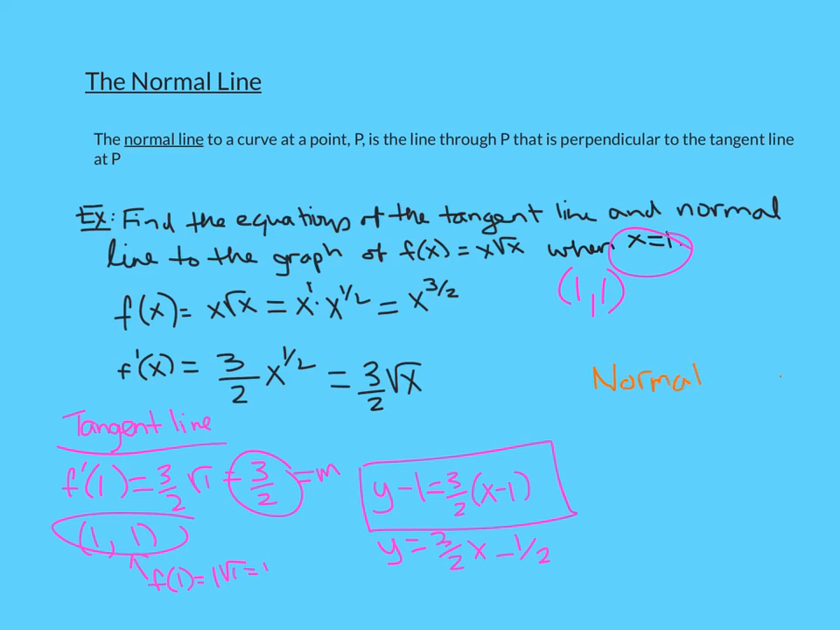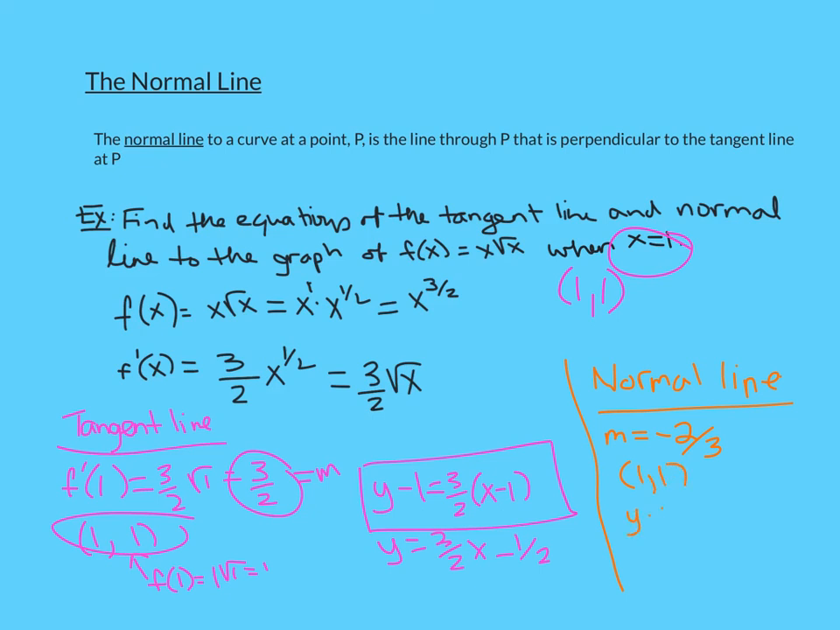And once you have the tangent line, the normal line is pretty easy. You just need to remember that the slope of a line that is perpendicular to another line is going to be its negative reciprocal. So I am going to get -2/3. Now I can use the same point that I did before, 1, 1.